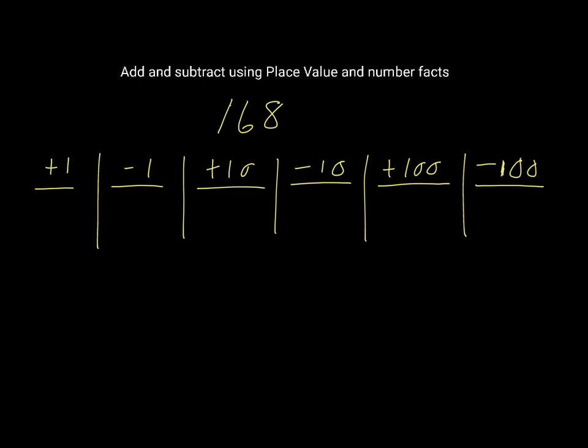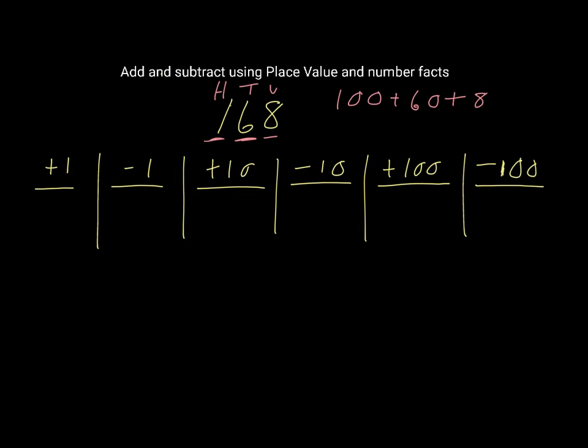So first of all we're going to look at the 8. You have to remember that the 8 is in the units column, so we're going to just label that units. The 6 is in the tens column, and the 1 is in the hundreds column. So this is actually 8 units, 60. The 6, because it's in the tens column, means it's 60. And the 1, because it's in the hundreds column, means that it's 100. So if we were to rewrite it, it would be 100 plus 60 plus 8.